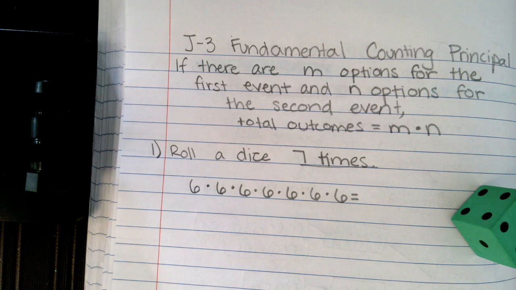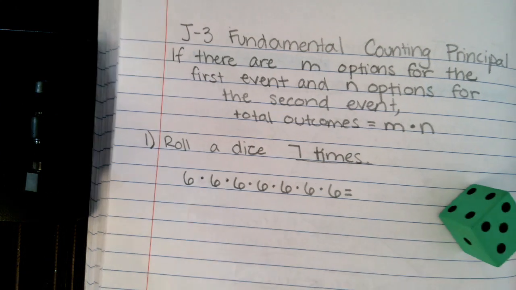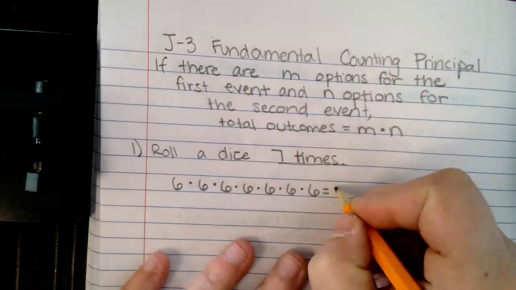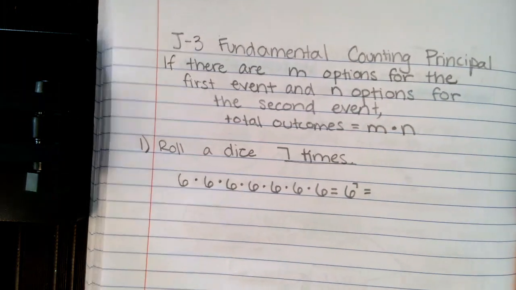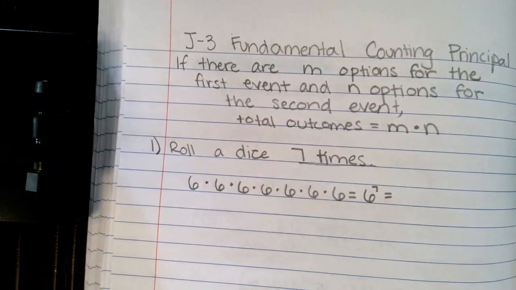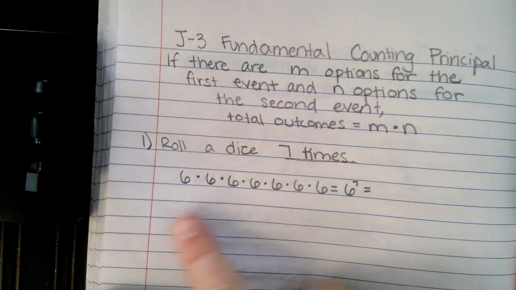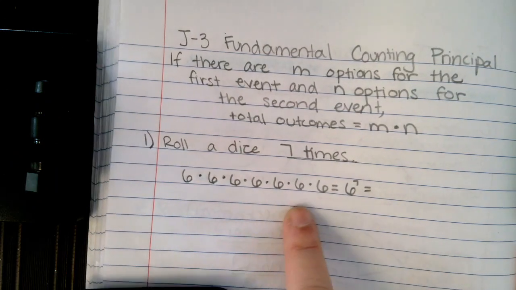And that might just make it a little bit easier for us to type it. Okay, you could write 6 times 6 times 6 times 6 times 6 times 6 times 6, but we get a little lost. So we're going to do 6 to the power of 7, and we get 279,936.